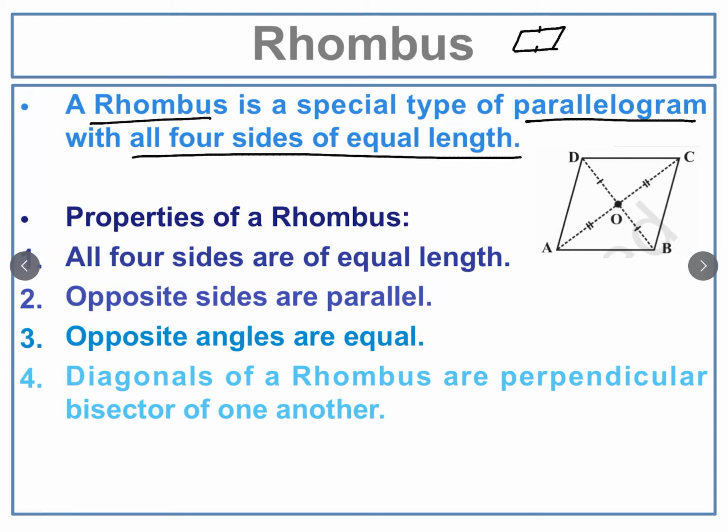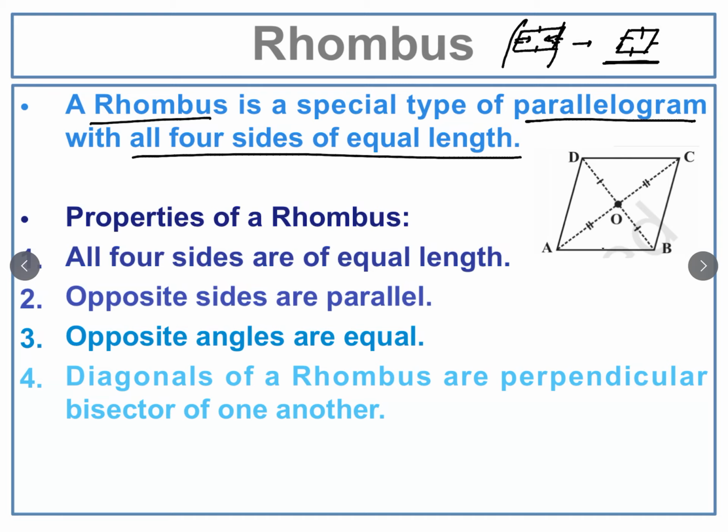This is a general shape of a parallelogram in which opposite sides are equal and parallel. If we shrink these sides, it will become a shape like this with all 4 sides equal, and this will be called a rhombus. So it was a parallelogram, and when we shrink these 2 sides, it becomes a figure like this, and this is called a rhombus. A rhombus is a special type of parallelogram with all 4 sides of equal length.